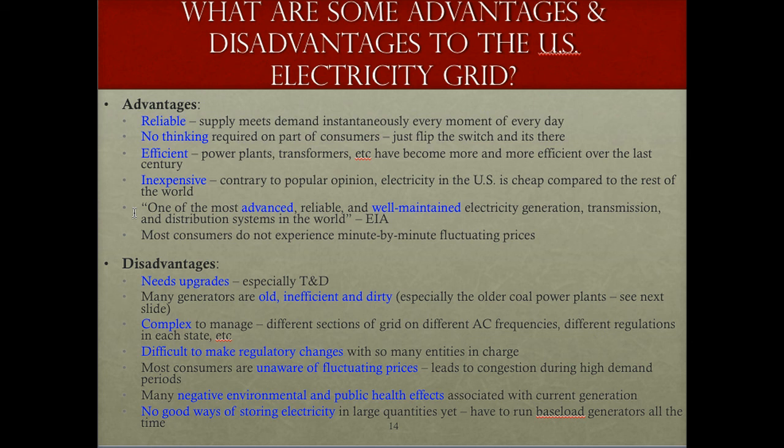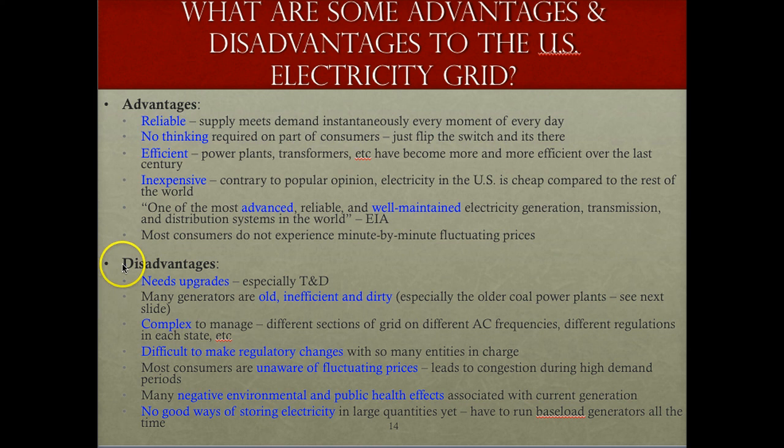We might complain a lot when things go wrong, but in the scheme of the rest of the world, things do not go wrong all that often. Also, most consumers do not experience minute-by-minute fluctuating prices. As residential customers, we pay a flat price for electricity that might vary every year or so, but not by much, when in reality electricity prices actually vary minute by minute, sometimes by up to 1,000%. We don't have to experience those price shocks, except when they lead to outages.